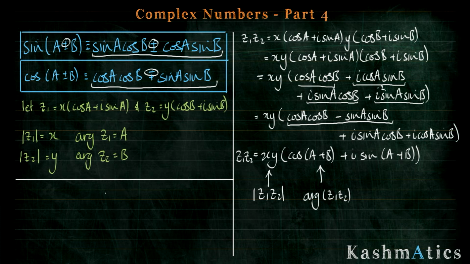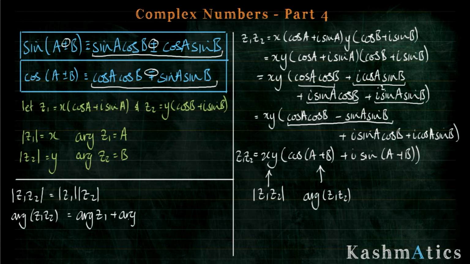So let's just write this result over here. So z1 z2, the modulus of all that is equal to the modulus of z1 times the modulus of z2, and the argument of z1 z2 would equal the argument of z1 add the argument of z2. Okay, and you get a very similar result for dividing them as well. So I'm not going to show you the dividing rule, but you use a very similar process.